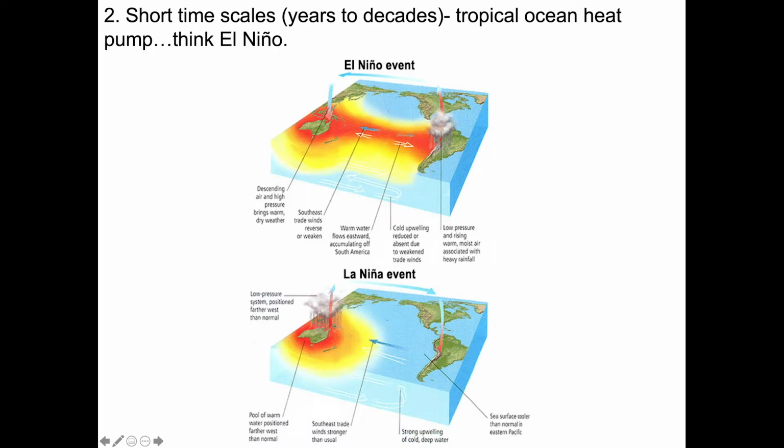Next up, number 2 on our top 4 climate change timescales, we have the short timescales that are years to decades. One of the changes would be related to variability in the tropical ocean heat pump. The best known example of this would be El Nino La Nina cyclicity, also known as ENSO. And what we'll be talking about here for a minute or so, coming back to this during the next lecture series, is the sloshing back and forth of Pacific surface waters that are warm.